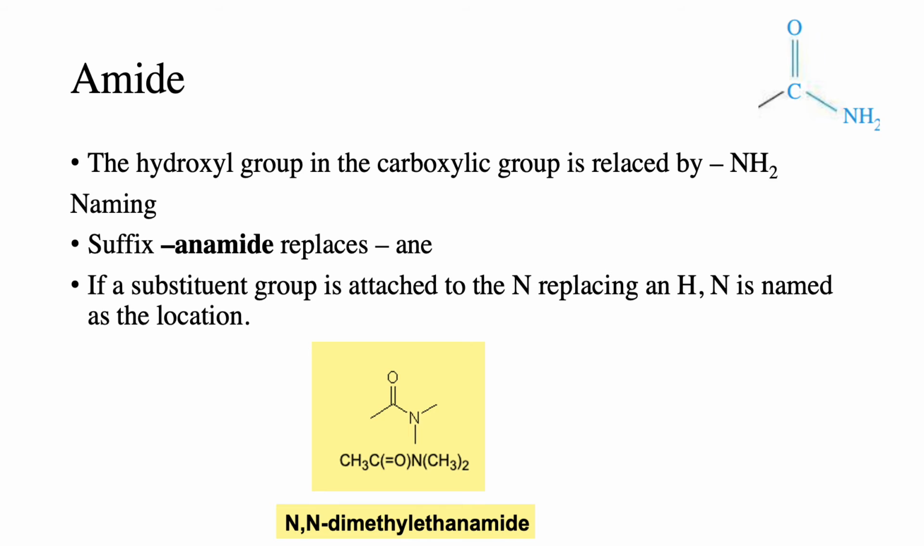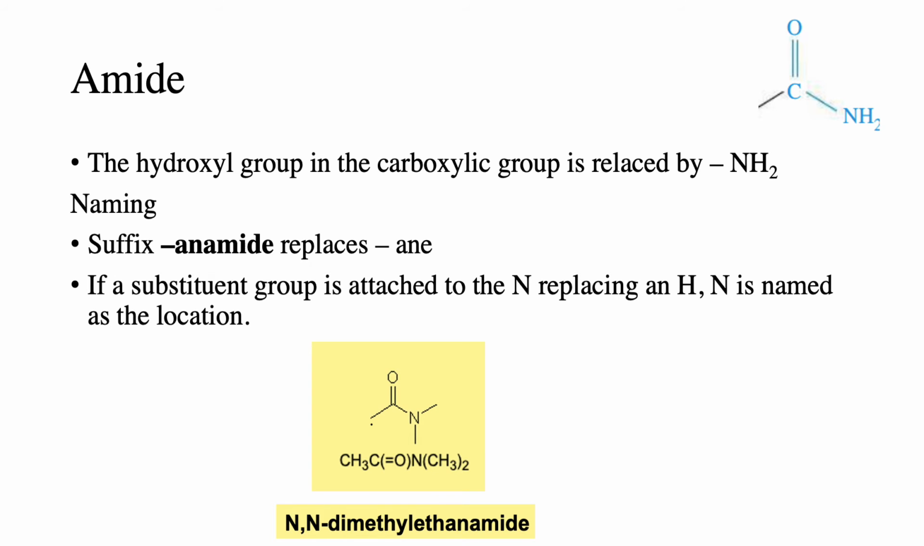Okay, next are amides. In this one, we're going to replace the hydroxyl group that would have been in a carboxylic group by NH2. For naming, we're going to put it as an amide, which replaces the ane. In a substituent group, if that's attached to the N replacing the H, the N is put as the locant.